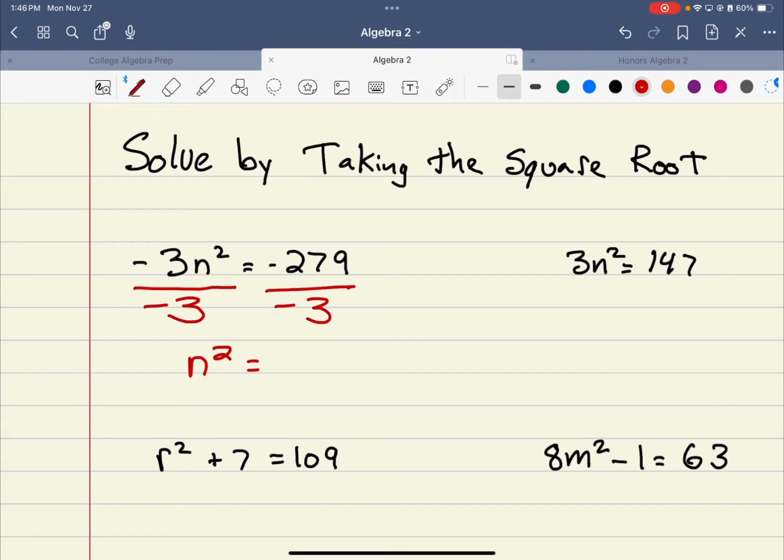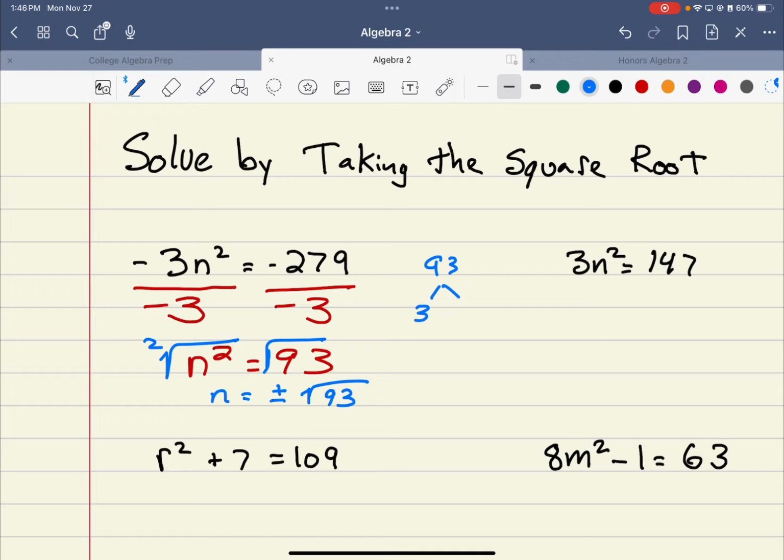Negative 279 divided by negative 3 is 93. Okay, now we got to take the square root of both sides. We got to get rid of the squaring. So we're going to take the square root of both sides. When we do that, the square root of n squared is n. Square root of 93, remember we put plus or minus, and we put the square root of 93. Now you punch 93 in your calculators, it's not a perfect square. So then we look to see if it can be broken down.